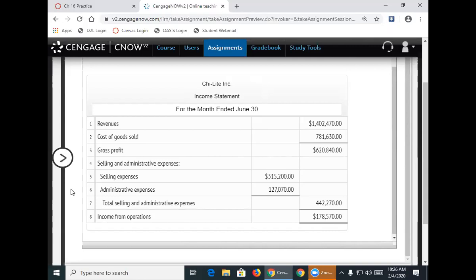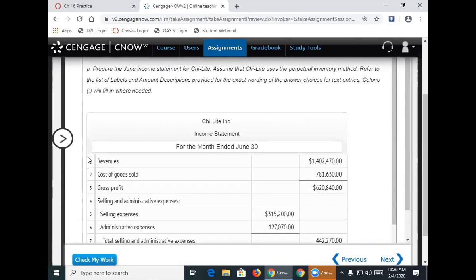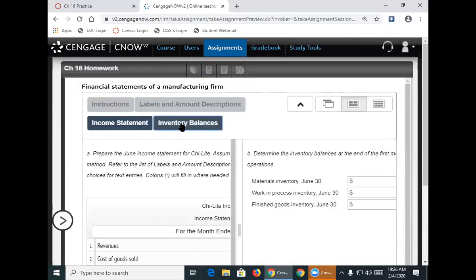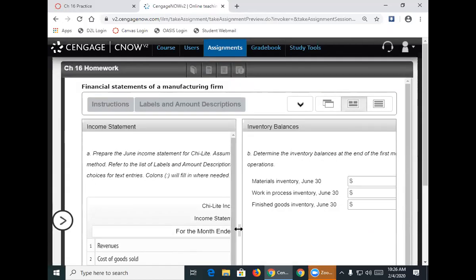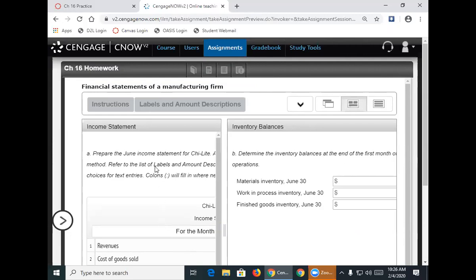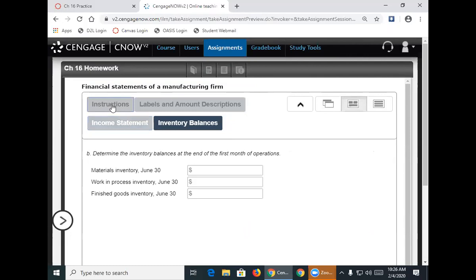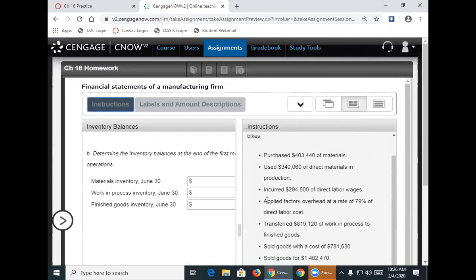Can you also do B? From the same column, can you also do B? Is there a B? Yes. It's the inventory balances. Oh, that's where you get to have fun. I knew it wasn't that easy, right? On your inventory balances, just when we thought it was easy, you would need to go through and actually do your cost flows.